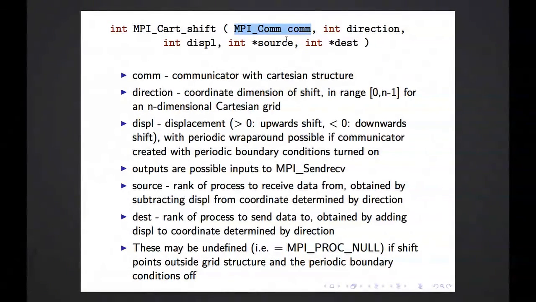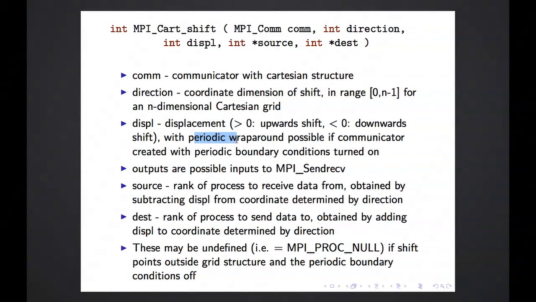You indicate the direction you want to shift, so whether you want your neighbors along the row or along the columns. And in general, this can range from 0 to n-1 for an n-dimensional Cartesian grid. Then you can specify displacement, whether you're shifting upwards or downwards, and how many elements you want to shift by. So usually this is 1 or -1. And this is where the periodic wraparound matters.